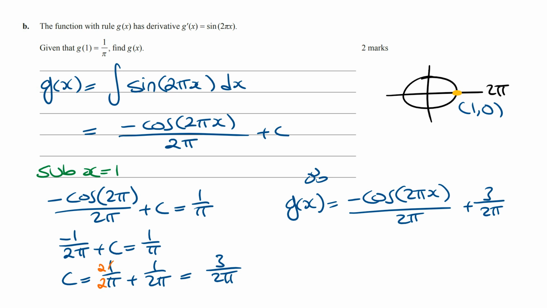We can simplify this further by taking 1 on 2 pi as a common factor, and so we can rewrite this as 1 on 2 pi times (3 minus cos of 2 pi x). And that's it for this question.